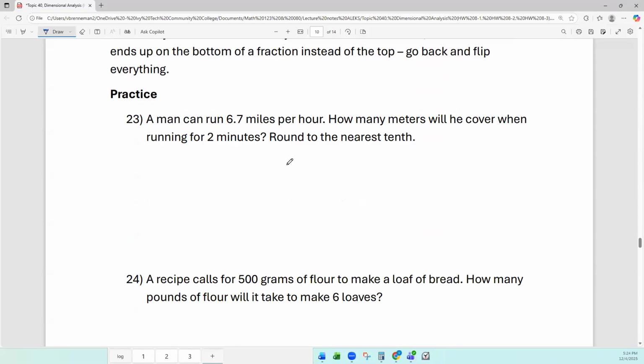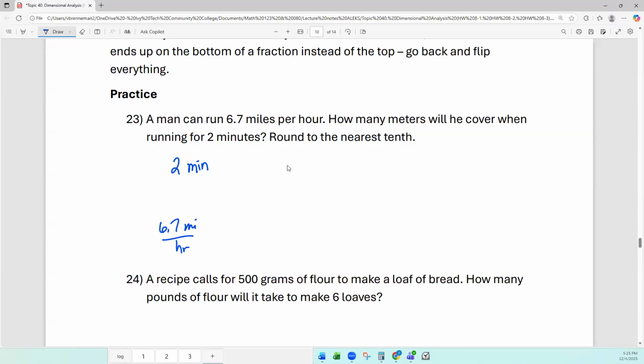So we're looking for a distance, we're given a time and a rate. So we're going to use that rate to convert from time to distance. So I'm going to start with the time, the 2 minutes. Another way to look at this is I do want to have my meters on top. That's the distance. So in my miles per hour, I do want to have the distance on top and the time on the bottom. So I could start with that.